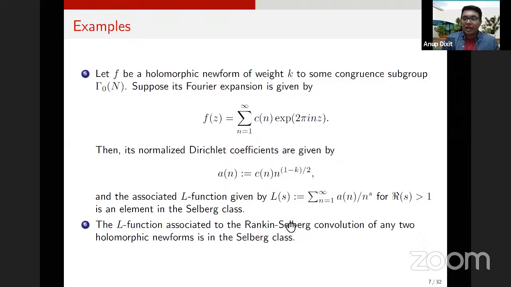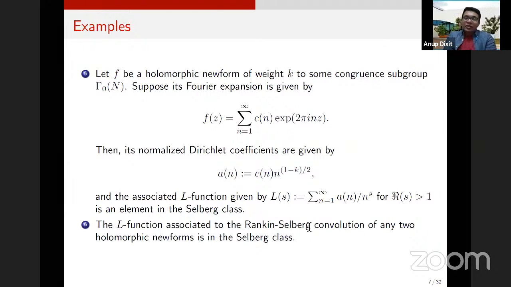And then if you have any two holomorphic newforms, look at their Rankin-Selberg convolution, and the L function attached to the Rankin-Selberg convolution should also be in the Selberg class. So mostly all interesting L functions seem to be in this particular class.